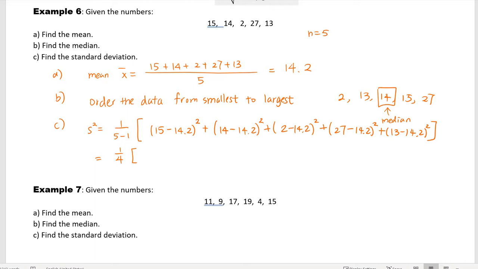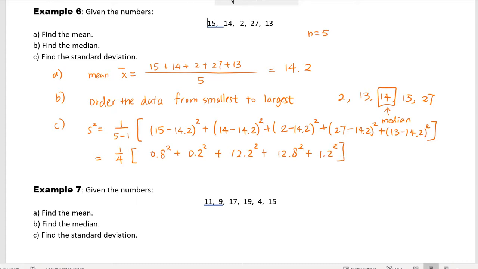So 15 minus 14.2 is 0.8. And then this is minus 0.2, but negative squared becomes positive, so we can just put 0.2 squared. Here we get negative 12.2, but the negative squared just becomes positive. And 27 minus that is 12.8. And here we get 1.2 squared.